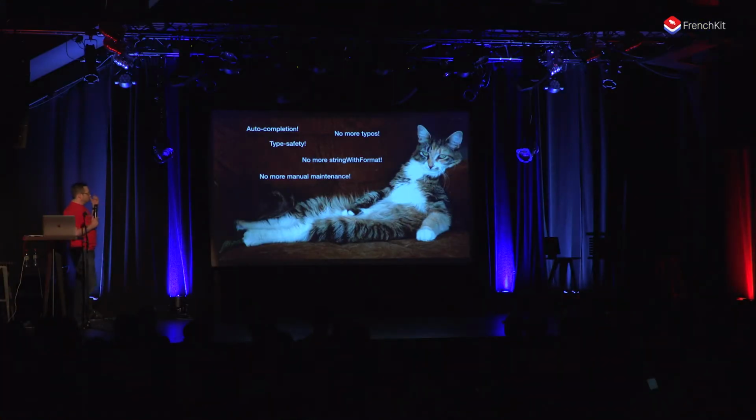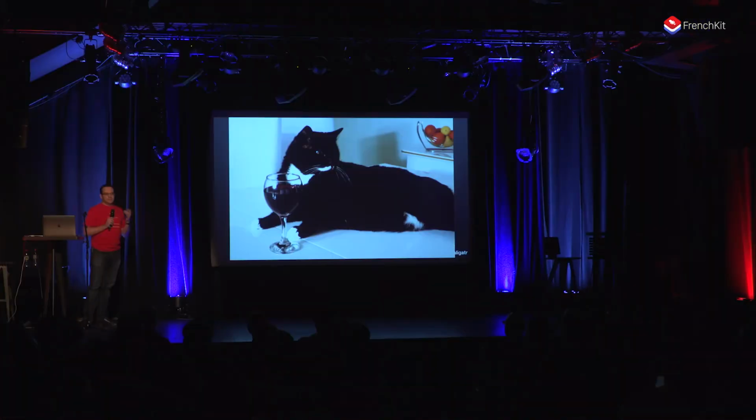So you have autocompletion, type safety, but also no more manual maintenance, which could be a pain if you have to do that manually. So that's really a great state to be in, because now we have a lot of time to drink more wine and let the compiler do all the stuff for us. But is it enough? I never have enough wine, so I want to have some more time to drink.